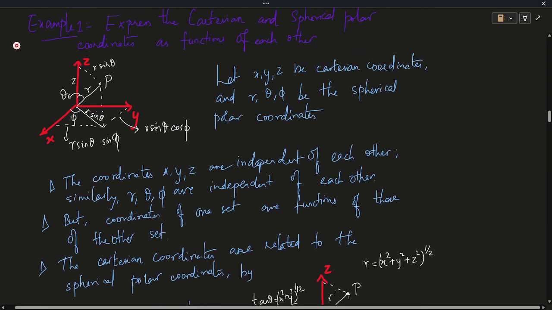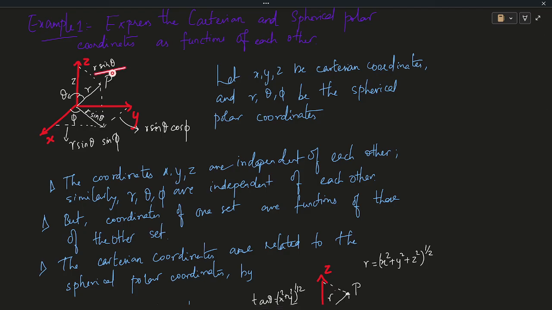How come? We know this is r. If this is theta, the side which is opposite to theta is going to be r sine theta. This is also r sine theta. This is also r sine theta. If this is phi, this side is going to be, sorry, r sine theta sine phi. This is because this is the hypotenuse, so this is going to be r sine theta sine phi.